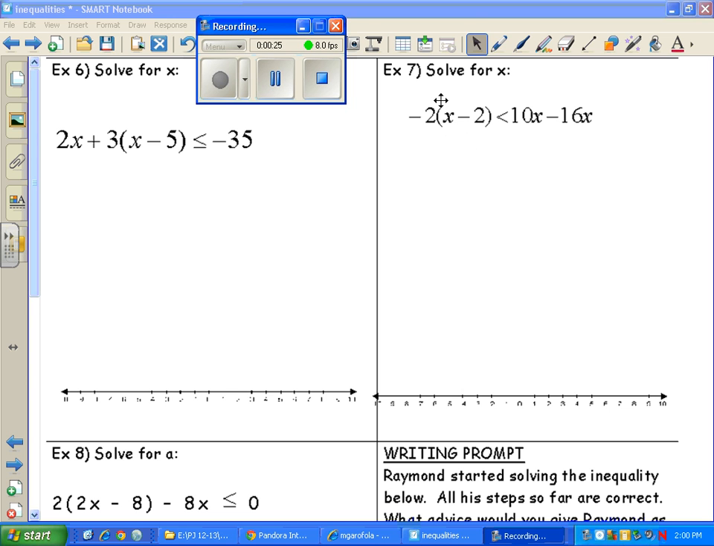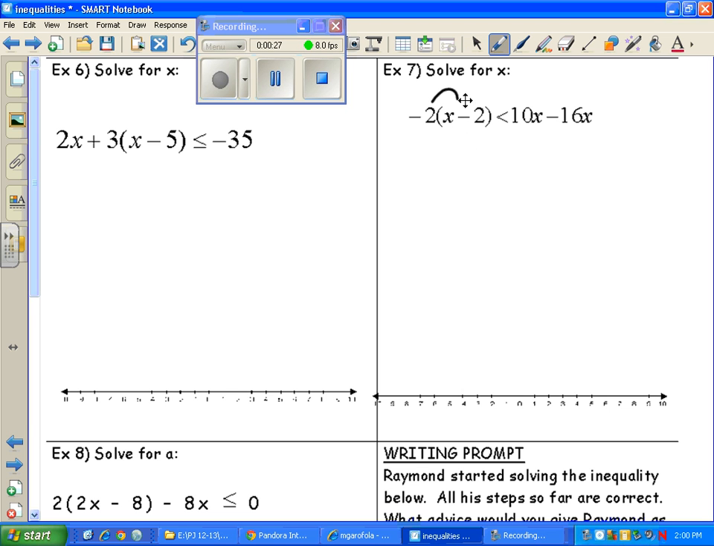Our first step would be to clear the parentheses by using the distributive property. You're going to want to take note that the number we'll be distributing is a negative. So we'll be multiplying negative 2 times x to get negative 2x, and then negative 2 times negative 2 to get positive 4, is less than 10x minus 16x.